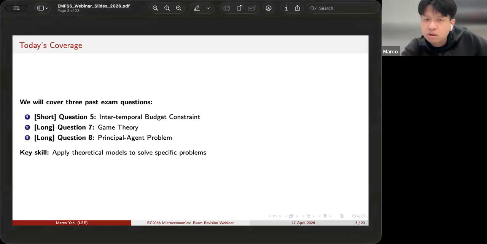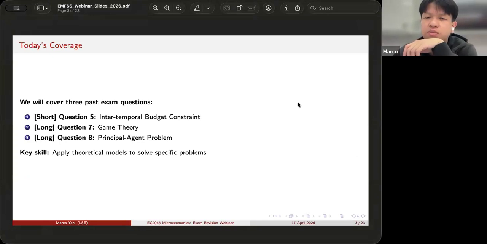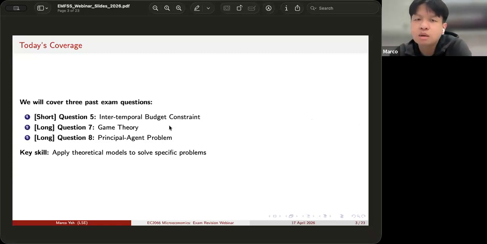There are many questions. In section A, we are going to discuss all questions from intertemporal budget constraint. I don't get that, but I am just saying that from this past exam paper, the 5th question is about the intertemporal budget constraint. I just took it as an example.